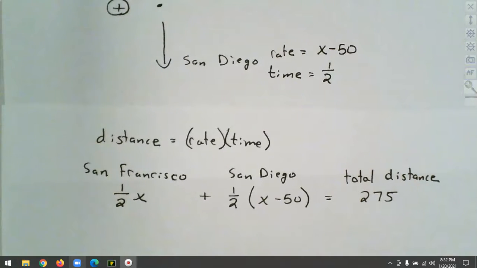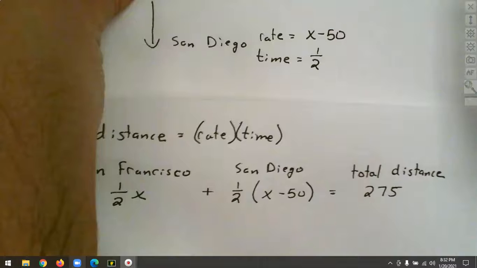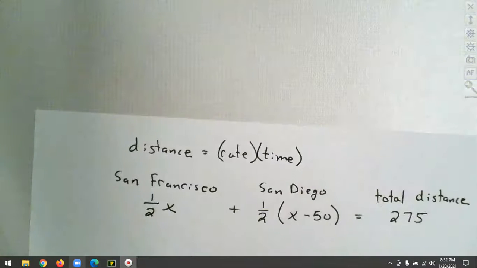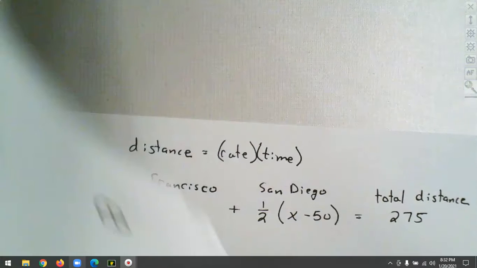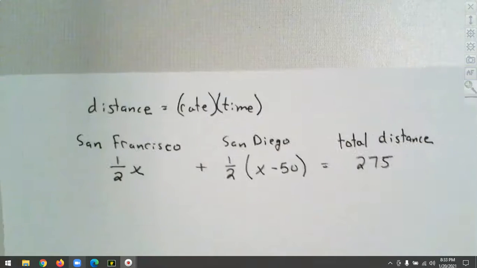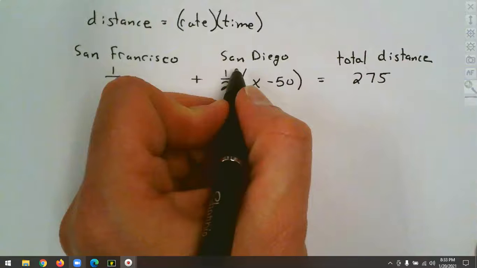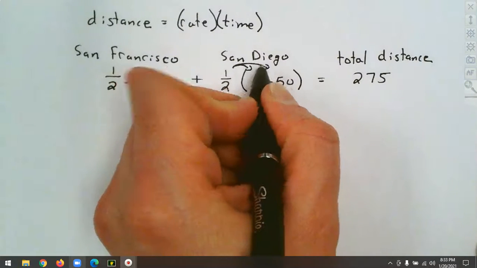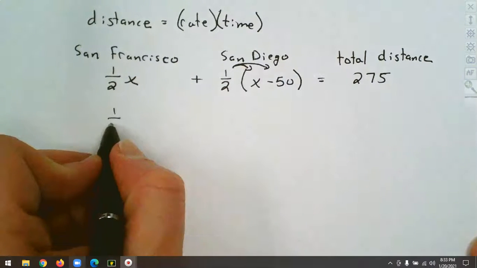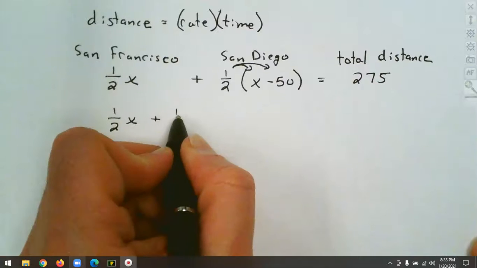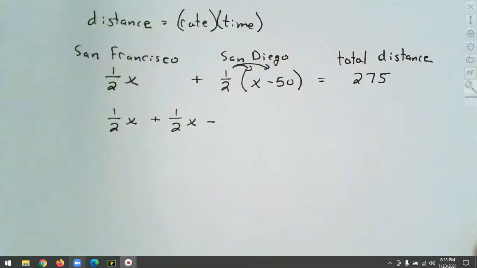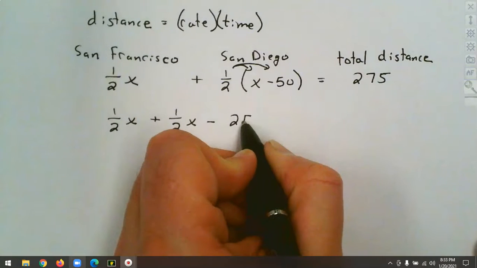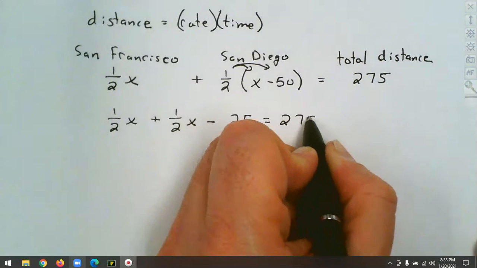Now we can quickly and easily solve this. So we've got something that we can work with. We're going to distribute that half through, combine like terms, and solve it. So let's go ahead and distribute that 1/2 through here. And that is then 1/2 x plus 1/2 x. And what's half of 50? Well, half of 50 is 25, right? And what is that going to equal? 275.